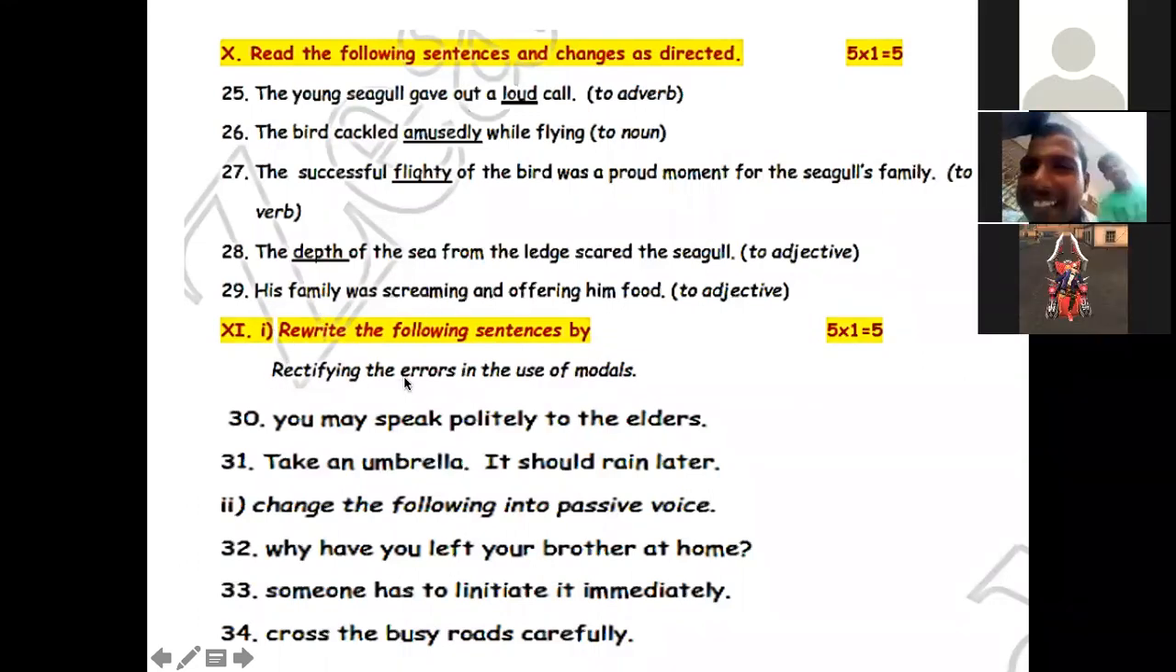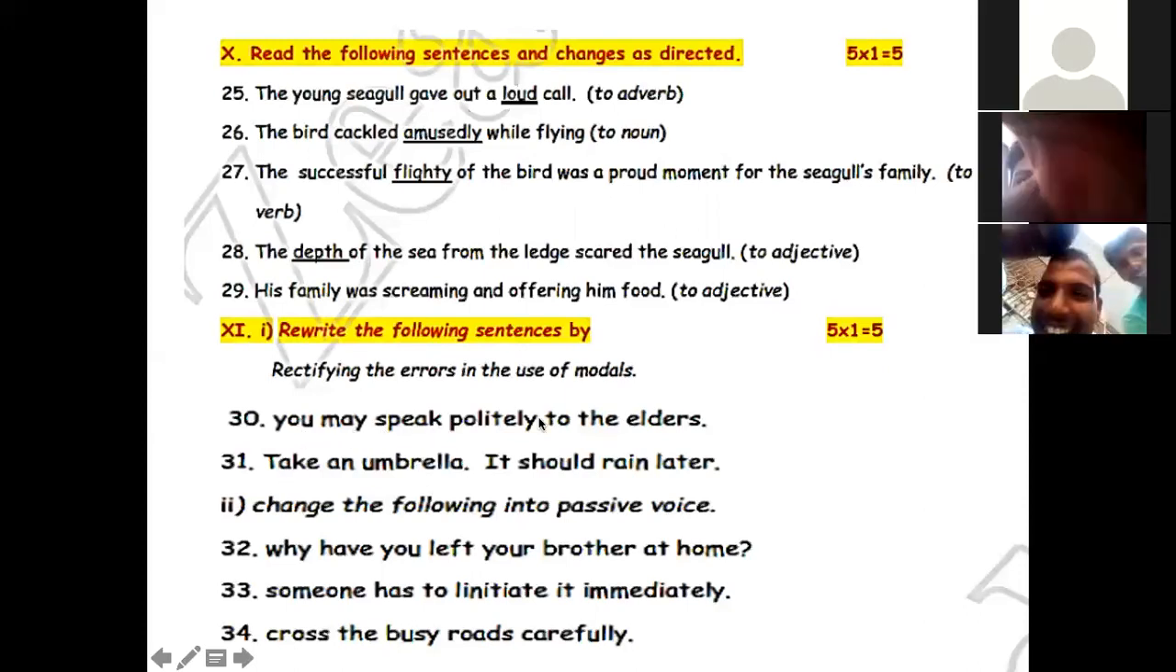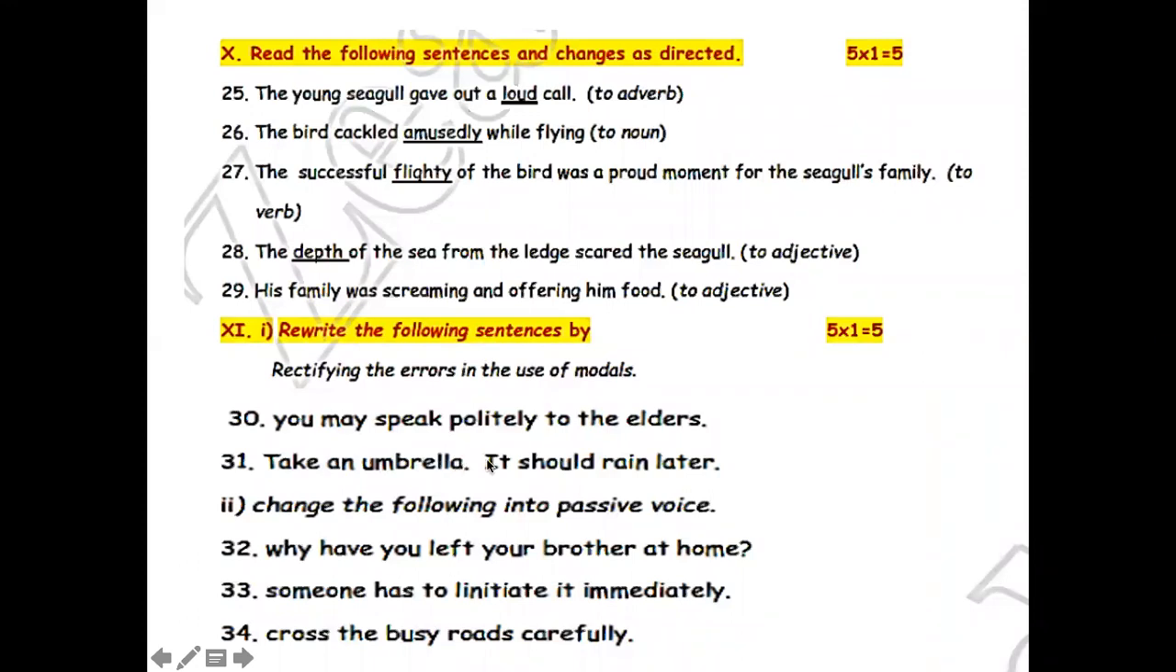Next, you have to rectify the errors in the use of modals. So here modals are used in a wrong way. You have to correct the modals and write it correctly. You may speak politely to the elders. Take an umbrella, it should rain later. So here the modals are used in a wrong way. You have to correct the modals. Next, change the following into passive voice. You have to change these three sentences into passive voice.